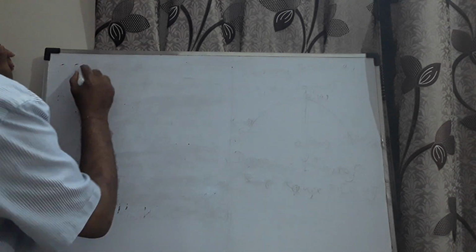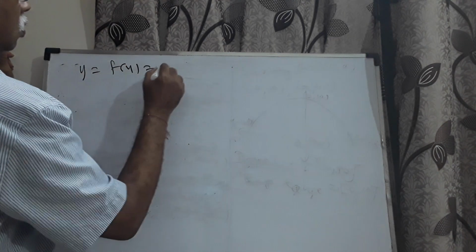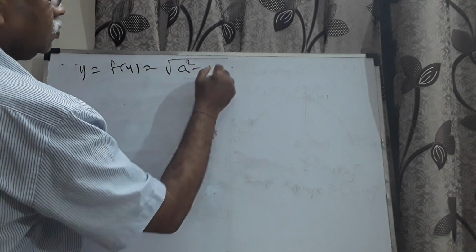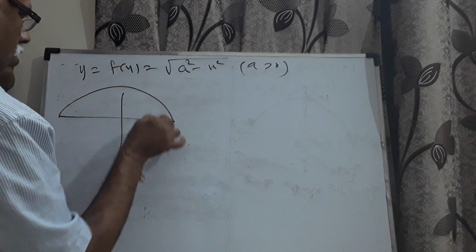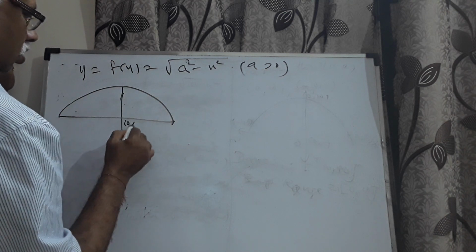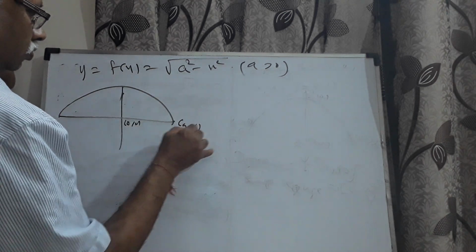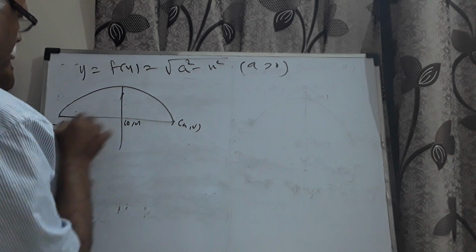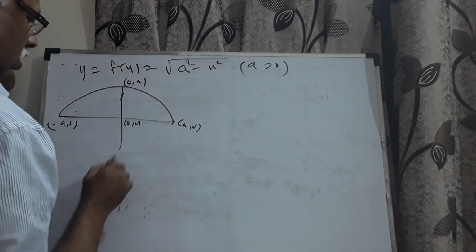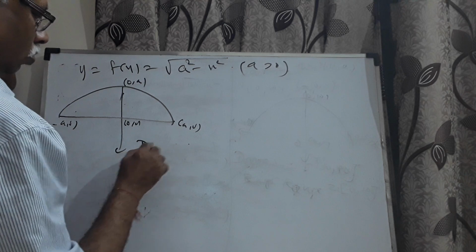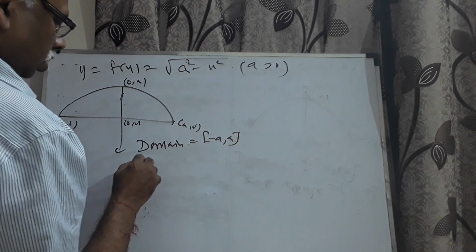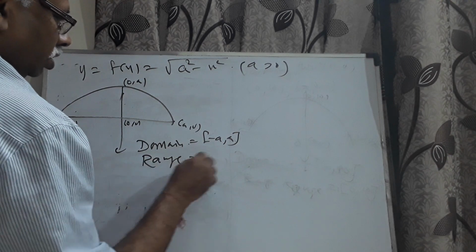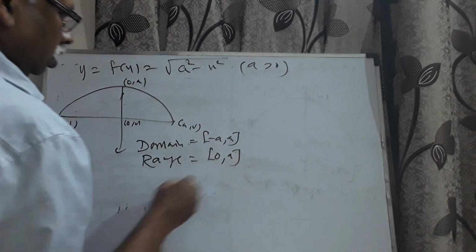Just listen carefully. In general, if I take y is equal to f of x equal to root of a square minus x square, a greater than 0, it is just the upper half of the circle with center (0, 0), which passes through (a, 0), (-a, 0) and (0, a), and here my domain will be automatically closed interval [-a, a], and range will be automatically [0, a].